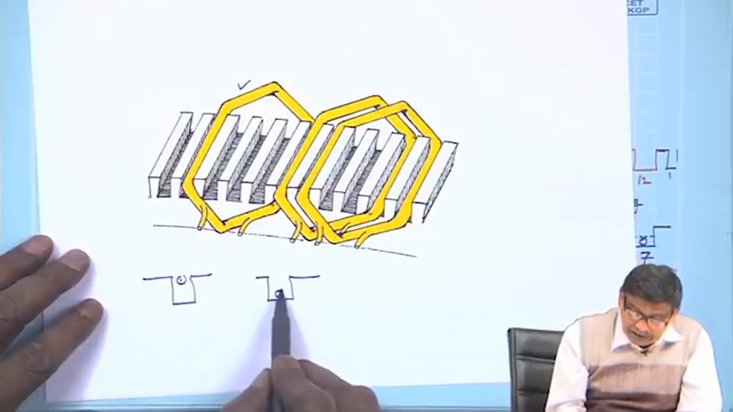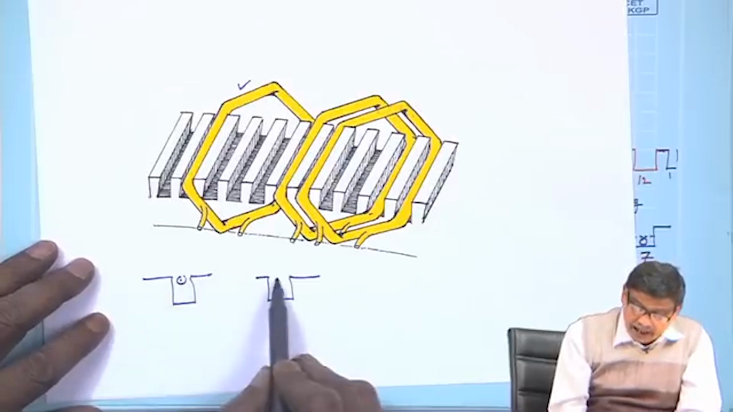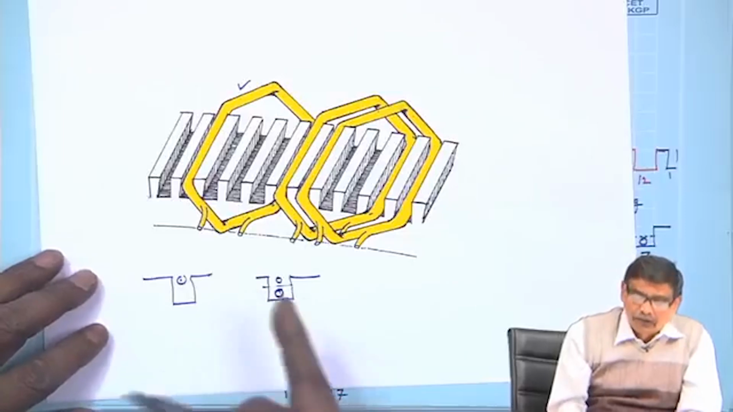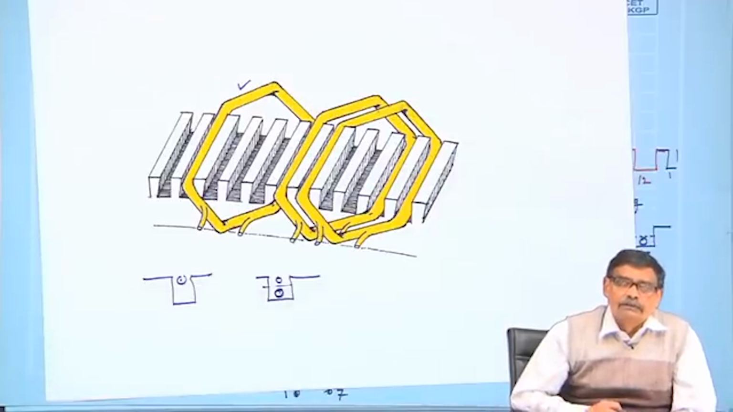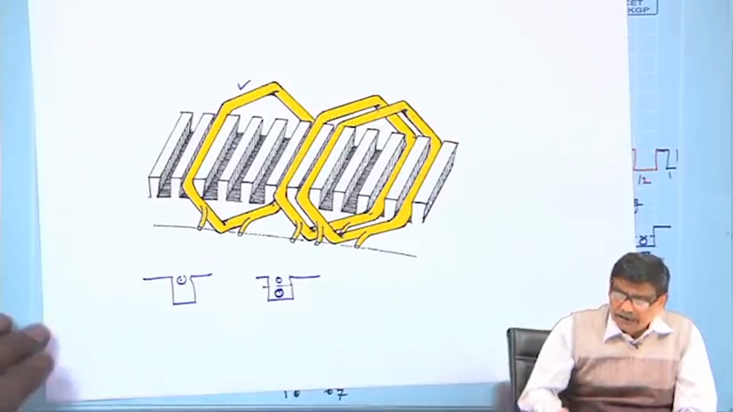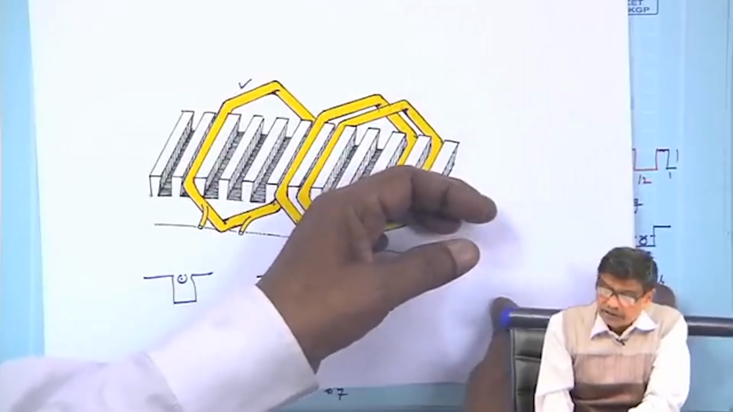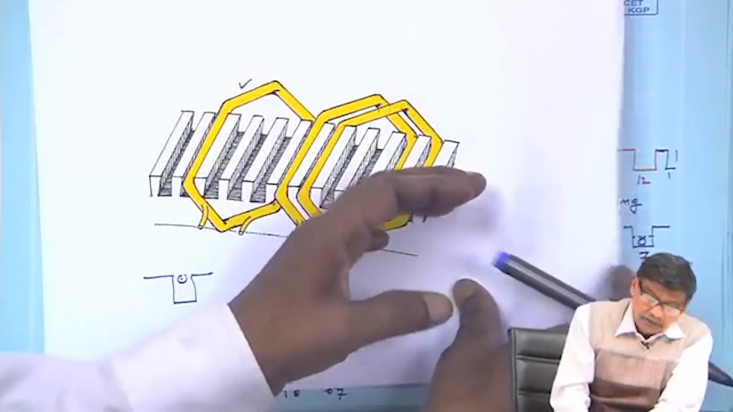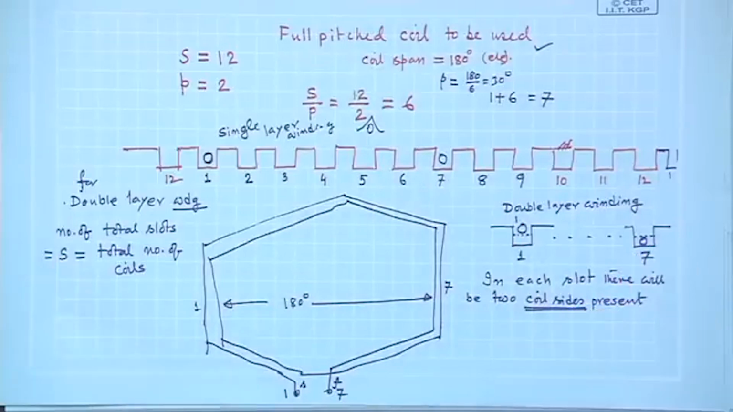Obviously, the other coil side which will occupy this upper deck space will be a different coil with its own separate existence, so separate coils are used. So, in a double layer winding, we note that the number of coils is equal to the total number of slots present.